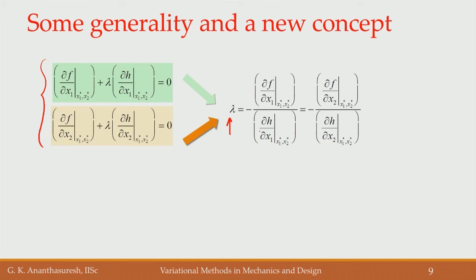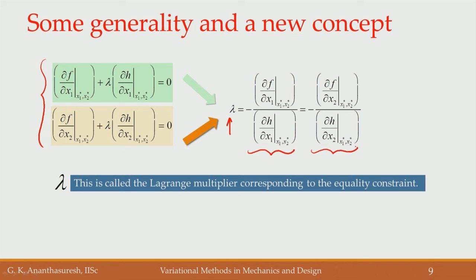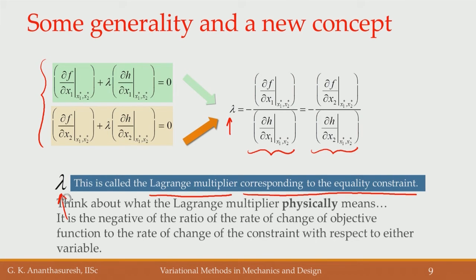The way you define lambda is minus ∂f/∂x1 divided by ∂h/∂x1, or minus ∂f/∂x2 divided by ∂h/∂x2. Okay, the same lambda for both, and this lambda is called the Lagrange multiplier corresponding to the equality constraint. We have an equality constraint, and corresponding to that there is a lambda defined in this manner, which gives us the necessary conditions also.